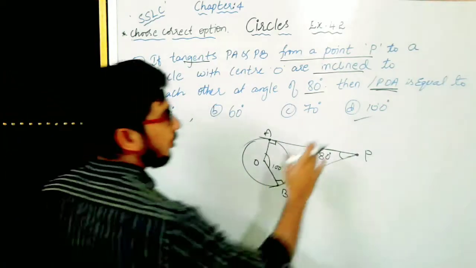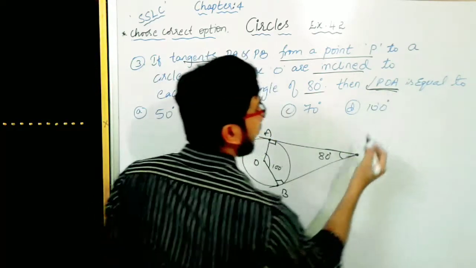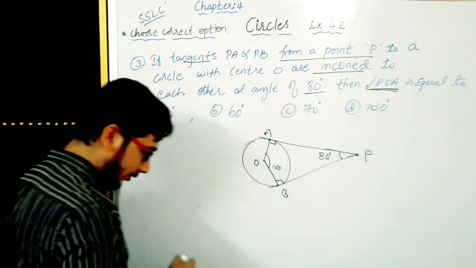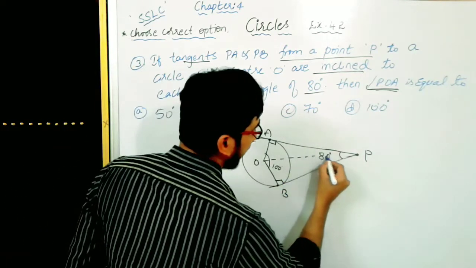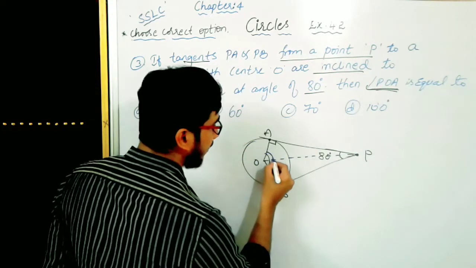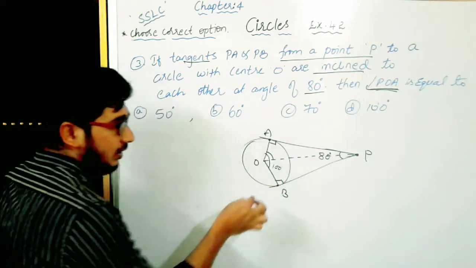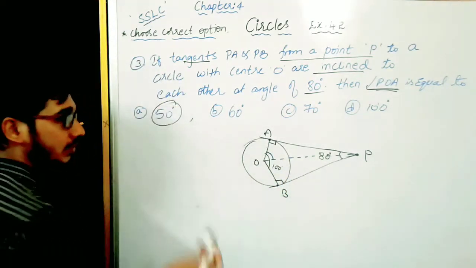Okay, so this is not the correct answer because they are asking for angle POA. POA in the sense like this, I have to draw the line here. This much angle only they are asking. In the sense, total how much is there? 100. Of that, you want half. In the sense, 50 is your answer, obviously.